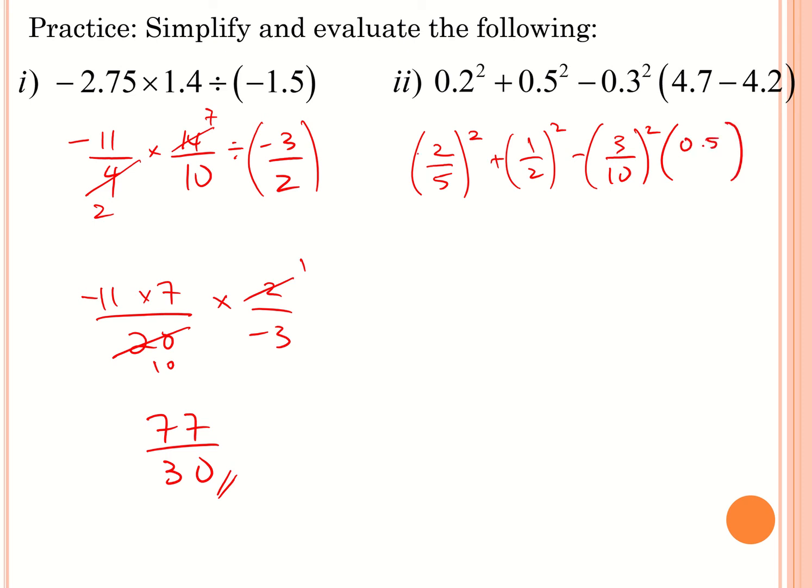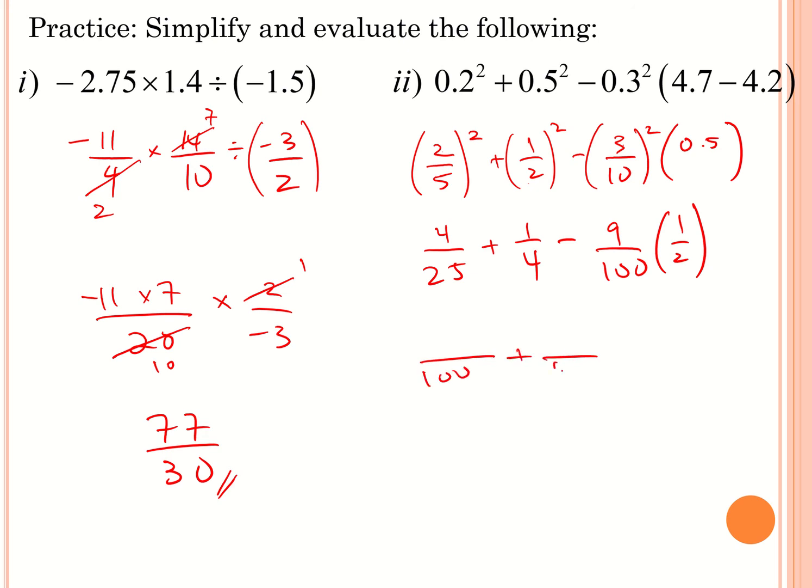Okay. So I'm going to square each of these fractions. So 2 over 5 squared is 4 over 25, and then 1 over 2 squared is 1 over 4, minus, so this part becomes 3 over 10 squared is 9 over 100, and then the 0.5 is 1 over 2. Okay. So you look at these numbers, and then you go, okay, what's my lowest common denominator? So 25 and 4 and 100. So I'm going to change everything over 100. And there's a half there.